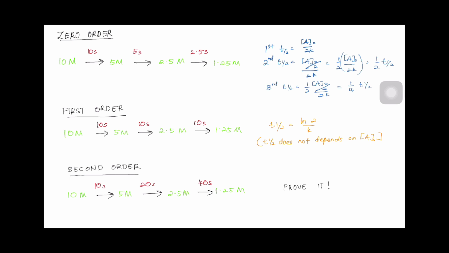For first order reaction, we can see that value of half-life is constant. The reason is because half-life does not depend on concentration of A for the first order, while for the second order, value of half-life becomes double from the previous half-life.